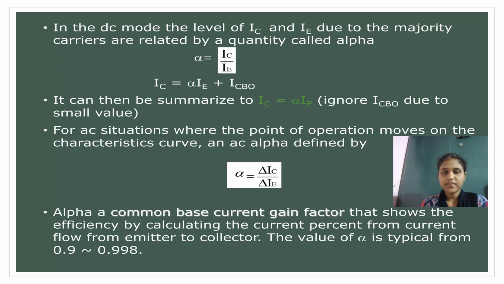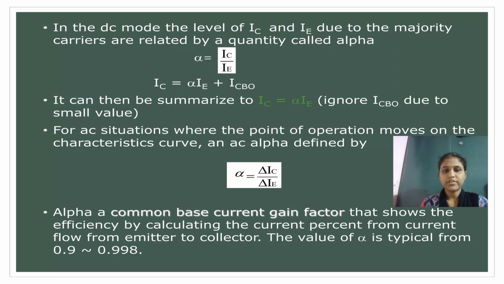In the DC mode, the levels of IC and IE due to the majority carriers are related by a quantity called alpha. Alpha equals IC by IE. IC equals alpha IE plus ICBO. It can then be summarized to IC equals alpha IE, ignoring ICBO due to its small value.